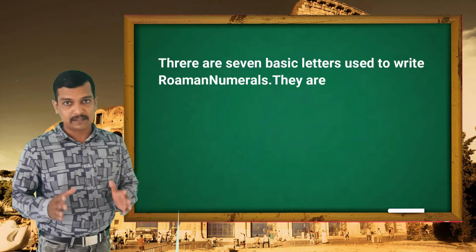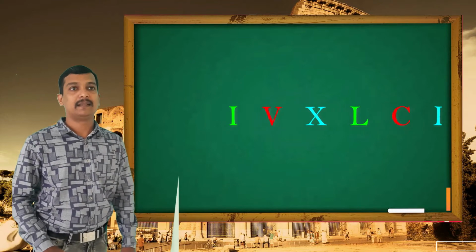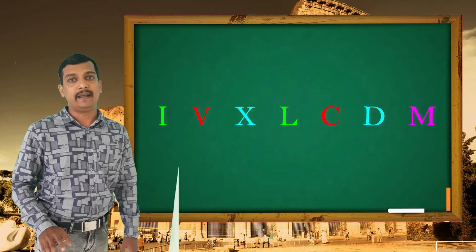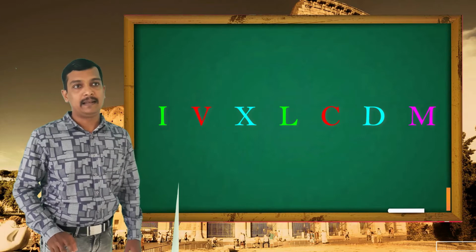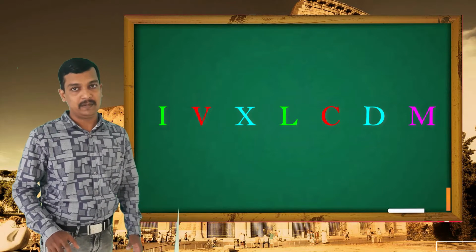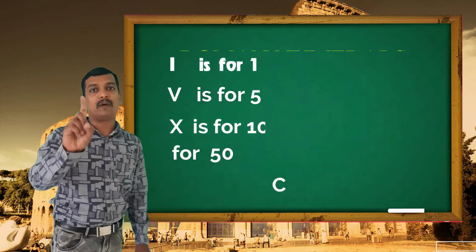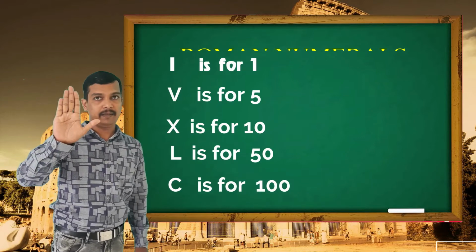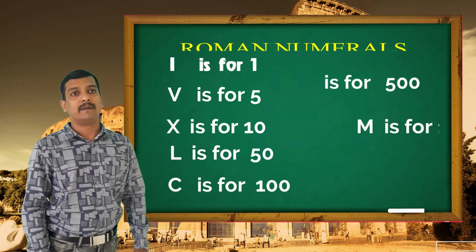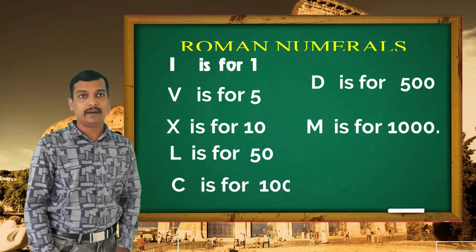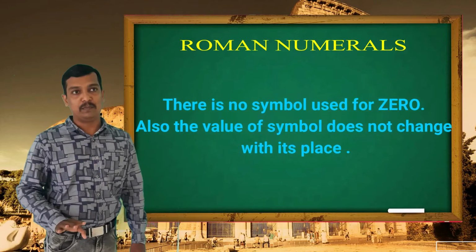There are 7 basic letters used in Roman numbers. They are I, V, X, L, C, D and M. I repeat, I, V, X, L, C, D and M. Now we find which letter denotes which number. I for 1, V for 5, X for 10, L for 50, C for 100, D is 500 and M is 1000. There is no symbol for 0 in Roman numerals.